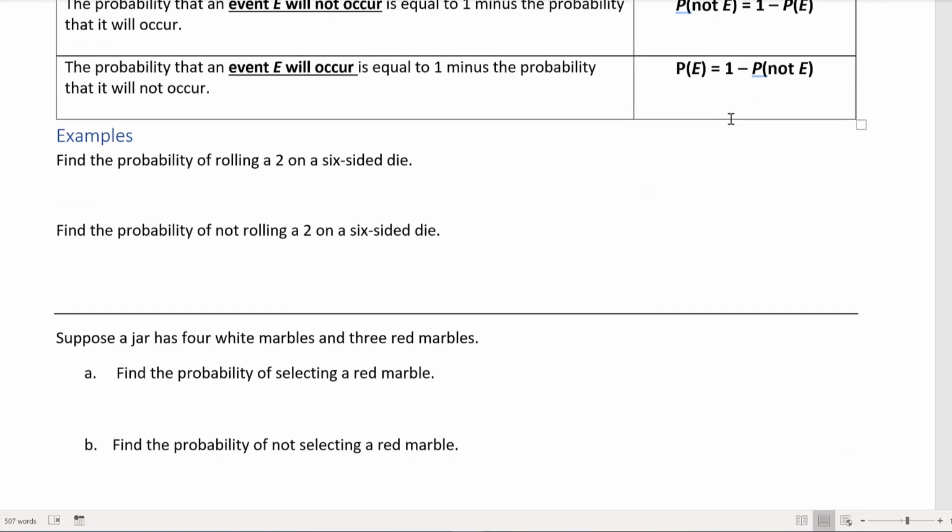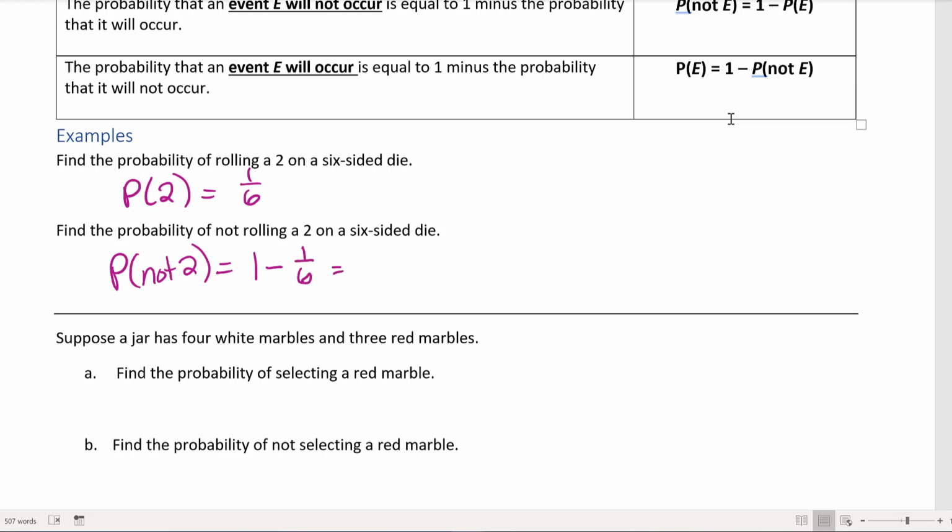So let's do an example. Find the probability of rolling a 2 on a 6-sided die. So there's only 1 two on a die out of 6. Find the probability of not rolling a 2 on a 6-sided die. Well, instead of trying to figure out all of the things that it could possibly be, I can simply just take 1 minus the probability that it will occur.